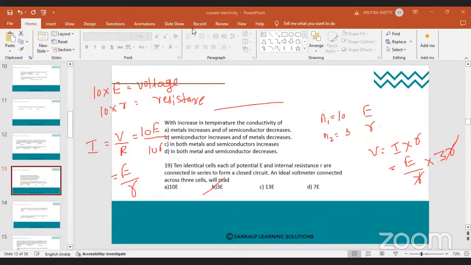Yes, any doubt in this question? 19th is option B, yes, right. 18th is option B. 18 and 19, both are B. Is it clear, everyone? Any doubt?